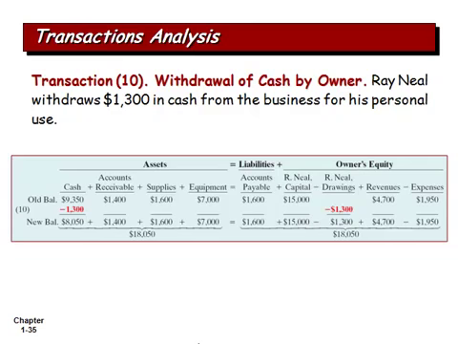And transaction 10, Ray Neal took out $1,300 in cash from the business for his personal use. So we decrease cash by $1,300 and we decrease owner's equity by $1,300, which is actually an increase to a drawing account.